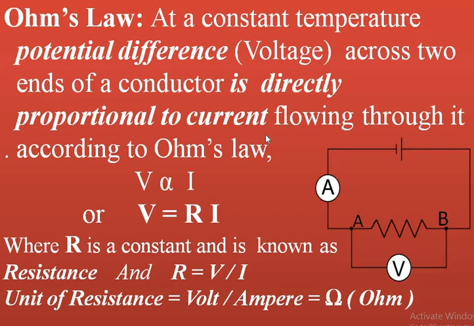Or we can say, when we increase the potential difference across two ends of a conductor, current also increases in the same ratio. So here we can write it symbolically as V is directly proportional to I. So by putting a constant R, we can make V is equal to IR, where R is a constant and it is known as resistance.